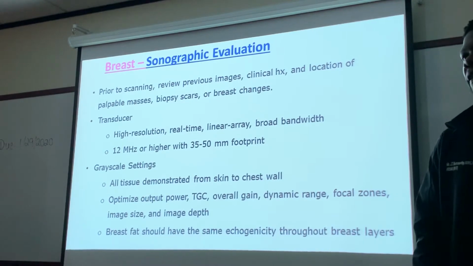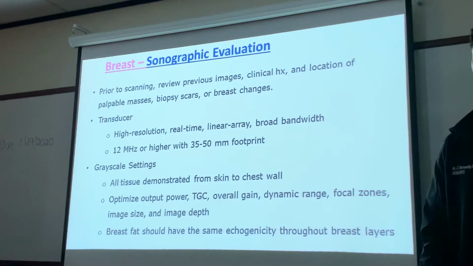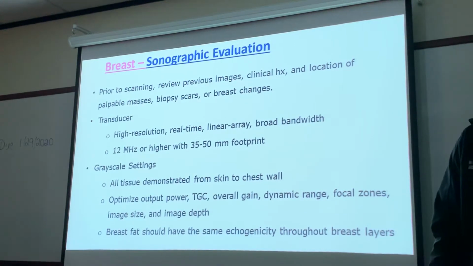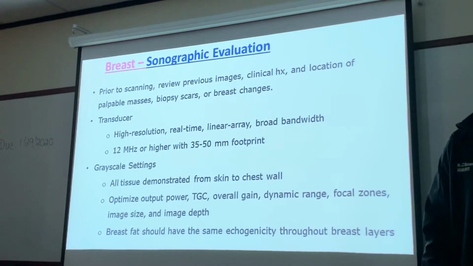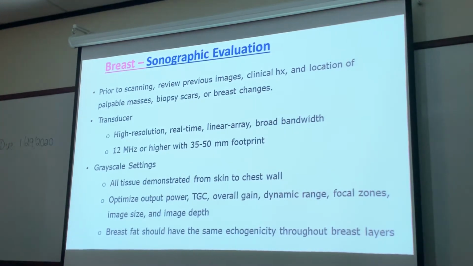Same thing with comparing the liver to the kidney. If the liver is brighter than the kidney, that person probably has a fatty liver, right? If the kidney is brighter than the liver, that person probably has chronic kidney disease or something like that, or acute kidney infection. All right, same thing.